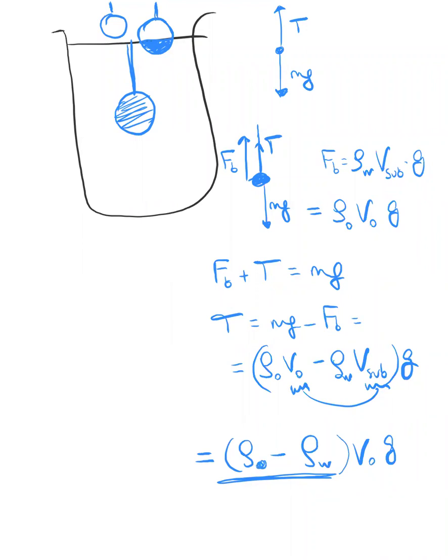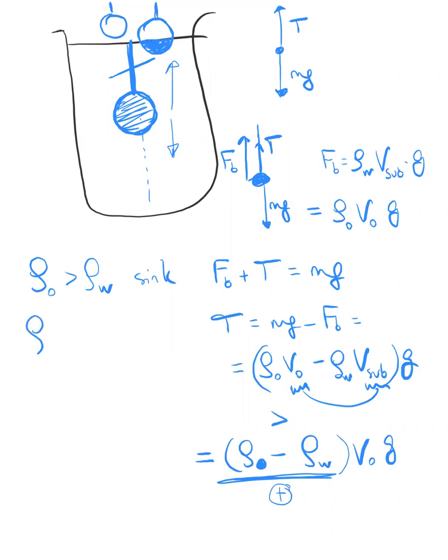If my object is denser than water, so if rho object is more than rho water, then this will be some positive number. And this tells me that I have less tension than I would have, but I still have some tension. I still need some force to keep this object here. And if I were to cut this rope, there would be no tension. There would not be enough buoyancy to keep the weight, and this object would sink. So if the density of the object is more than the density of the liquid, I will sink.